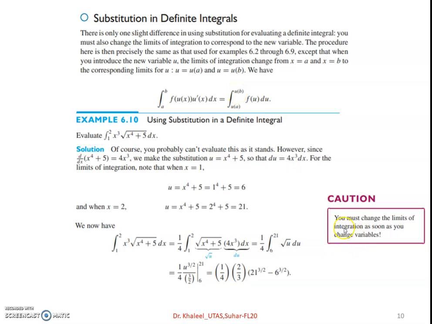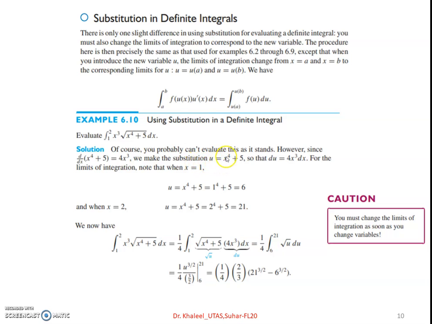So you remember that in finding the value of a definite integral using the method of substitution, you must change the limits of the integration as soon as you change the variable. Let's take an example: the integral from 1 to 2 of x cube times the square root of x to the power 4 plus 5 dx.